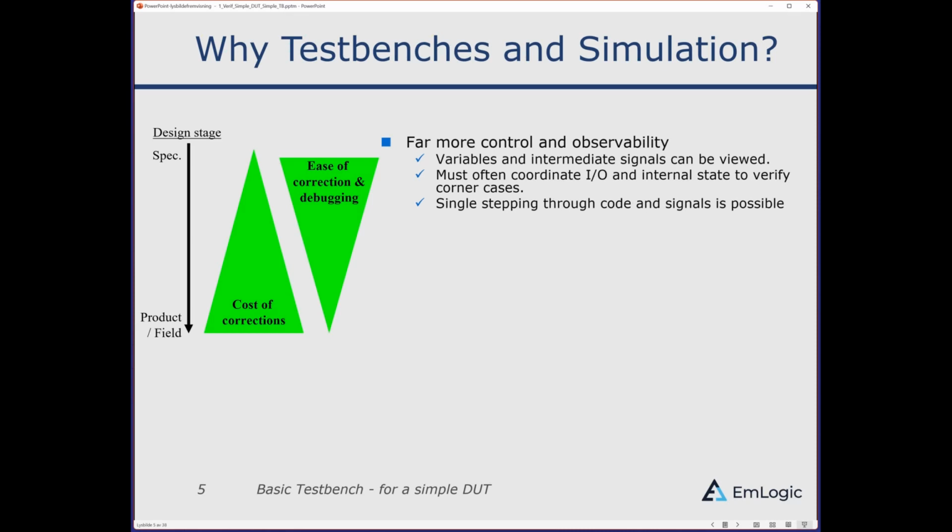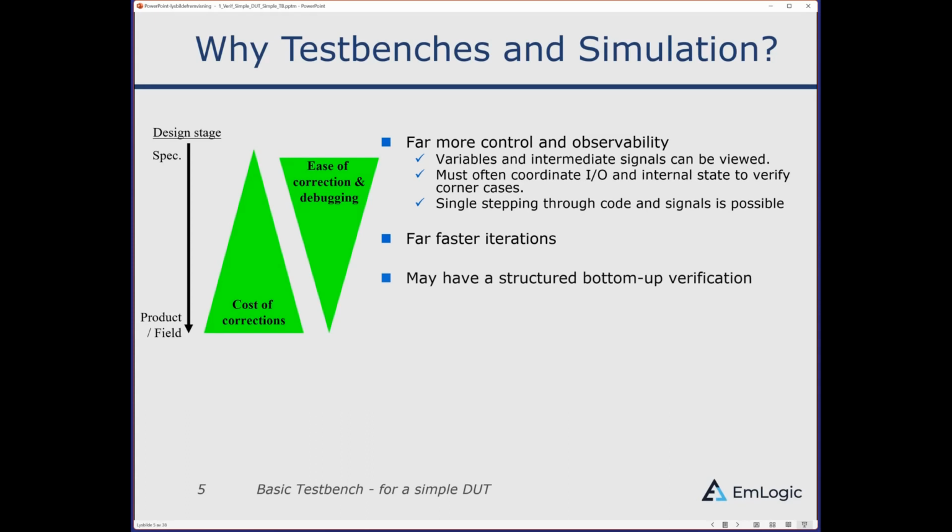I guess you've seen these figures before. In this case, why do we do test benches and simulation? Why don't we just go straight to the lab? Well, you see from these figures here, the cost of doing corrections is increasing a lot from specification via design, via integration, and so on to a product in the field. And it's also getting more and more difficult to do corrections and debugging.